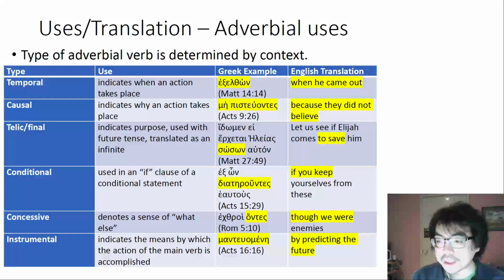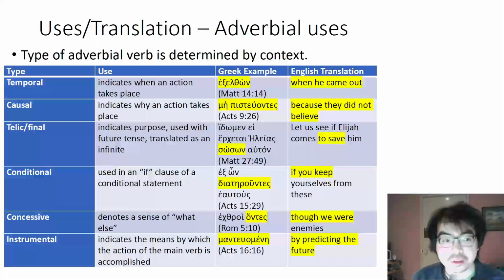The adverbial participle modifies some other verb in the sentence. The participle itself will not determine what type of adverbial participle it is; that is determined by the context. Note that in some of the examples given, the translation of the participle will not be the English -ing word, but rather a simple verb or something else. This is also context driven. The temporal and causal adverbial uses are the most common.